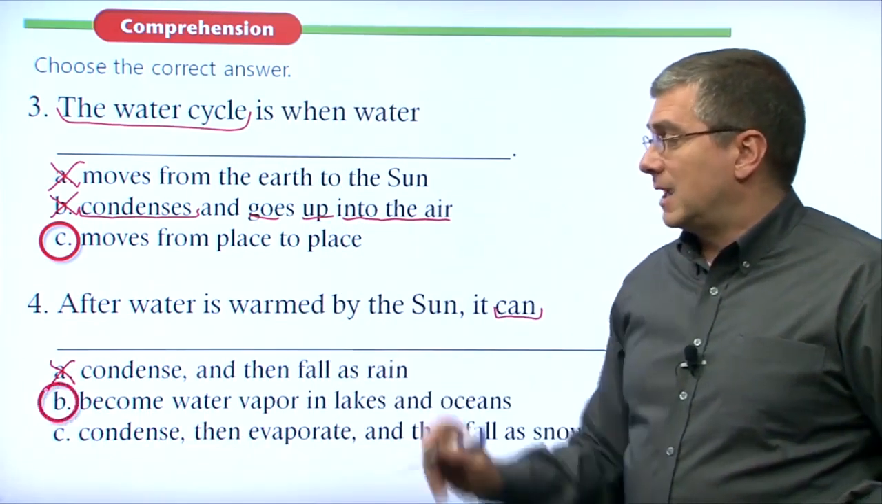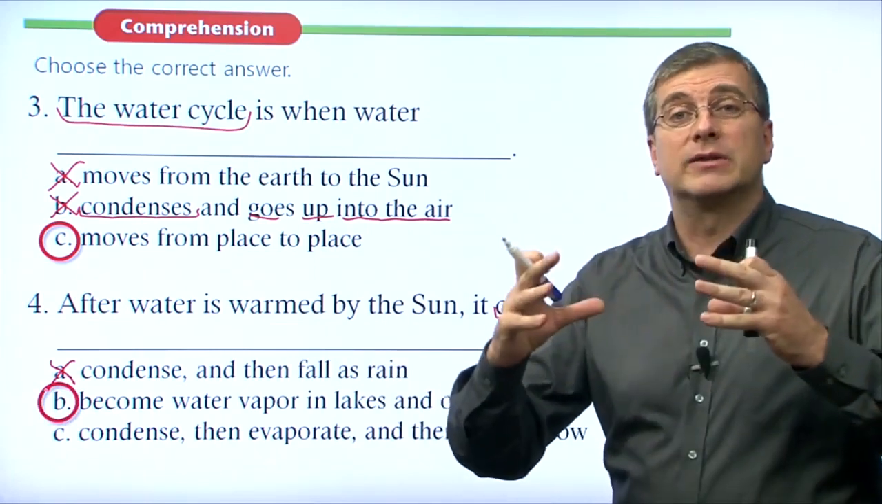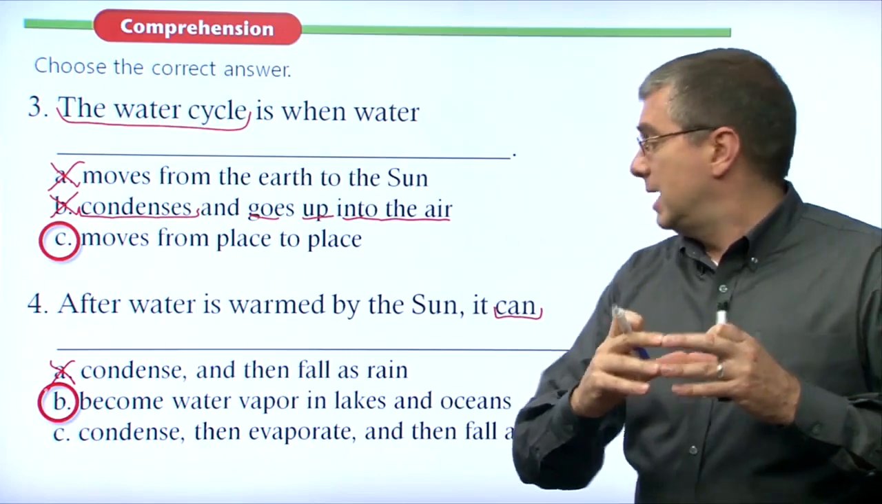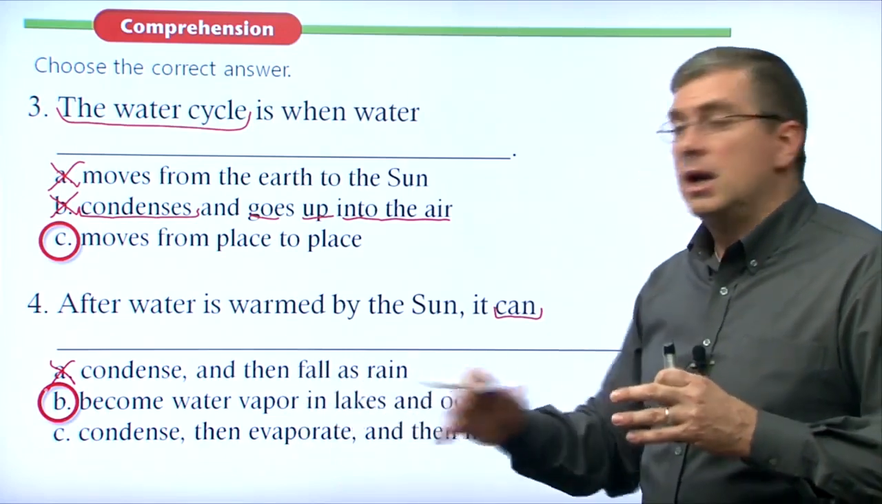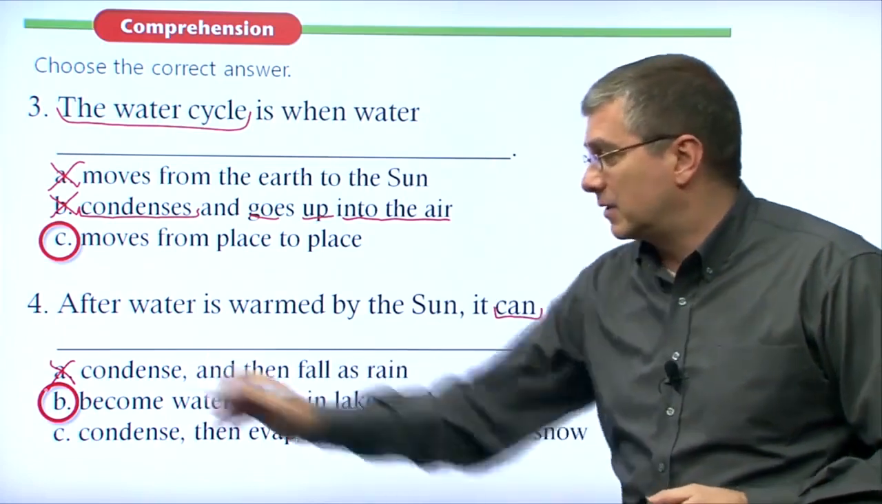B, becomes water vapor in lakes and oceans. Well, that is our correct answer because it's warmed by the sun. As I said, it evaporates. It evaporates means it changes from liquid water, it becomes water vapor above lakes and oceans and starts to go into the air. So that's our answer.